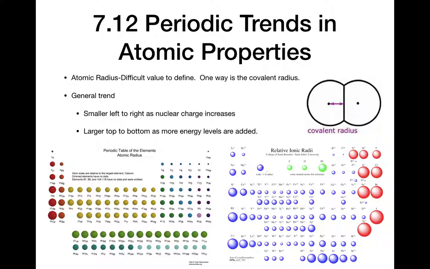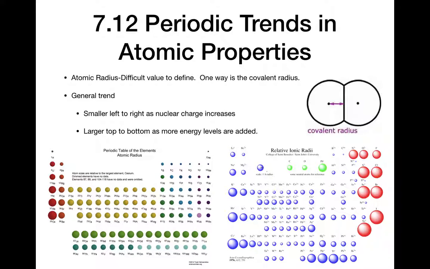So this graph on the left shows that as nuclear charge increases, atomic radius decreases from left to right, and that's just a stronger nucleus pulling the electron cloud in tighter. We also see as you go down the chart that atomic radius increases, and that is because you're adding more energy levels, and that causes an increase.